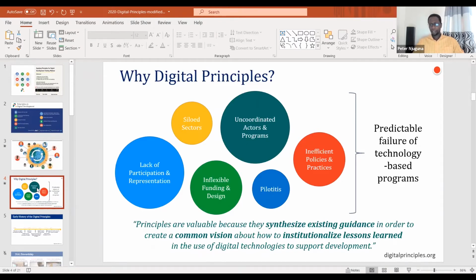But why digital principles? Why have this package of guiding points, 9 guiding points in adoption of technology in international development circles?